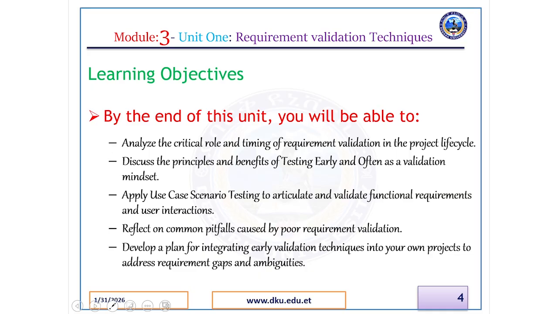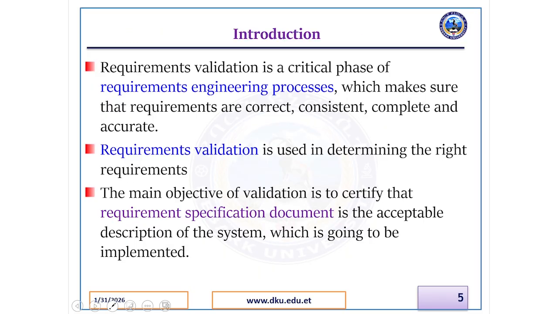So let's proceed with the introduction of this chapter. Requirements validation is a critical phase of the requirements engineering process, which makes sure that requirements are correct, consistent, complete, and accurate. Requirement validation is used in determining the right requirements. The main objective of validation is to certify that the requirement specification document is an acceptable description of the system which is going to be implemented.